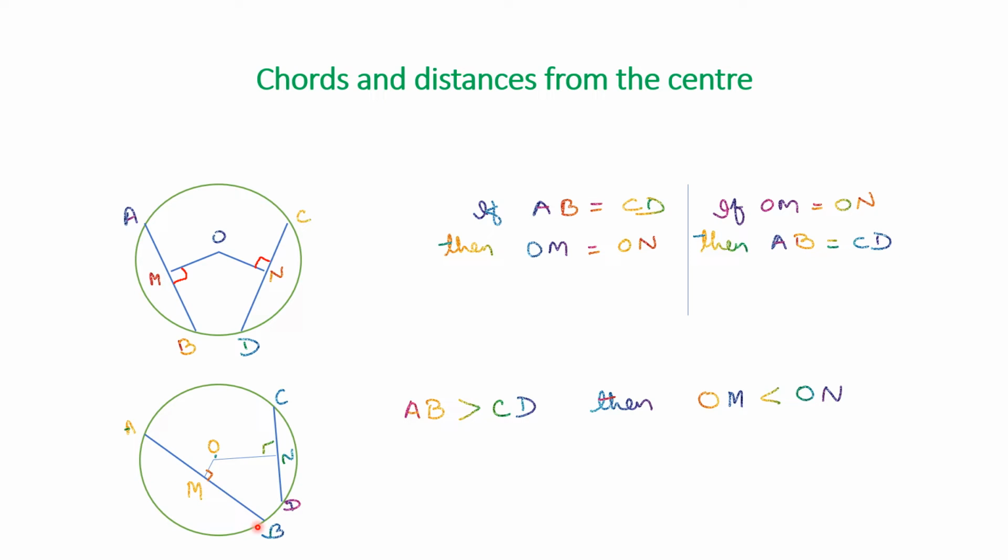In the second figure, you have AB is a chord which is bigger than the chord CD. Then it will imply that the perpendicular distance OM is smaller than the perpendicular distance ON. Obviously, if the chord is bigger, it is going to be closer to the center of the circle. And if the chord is small, it is going to be away from the center of the circle.